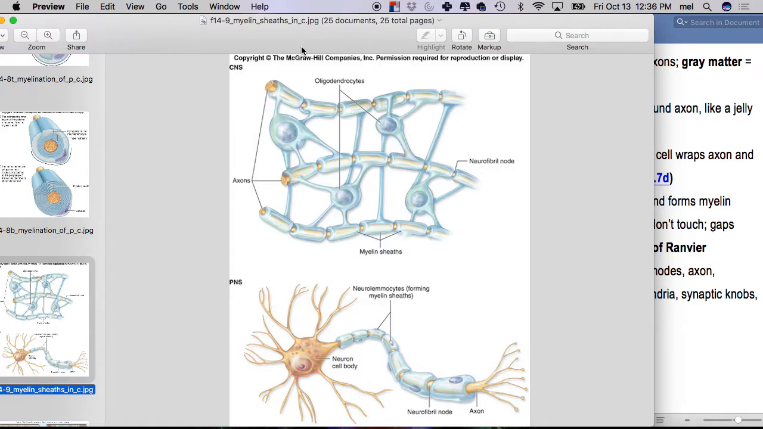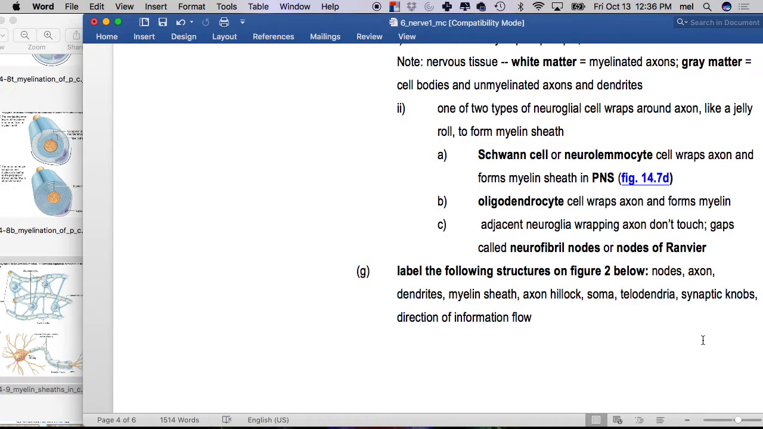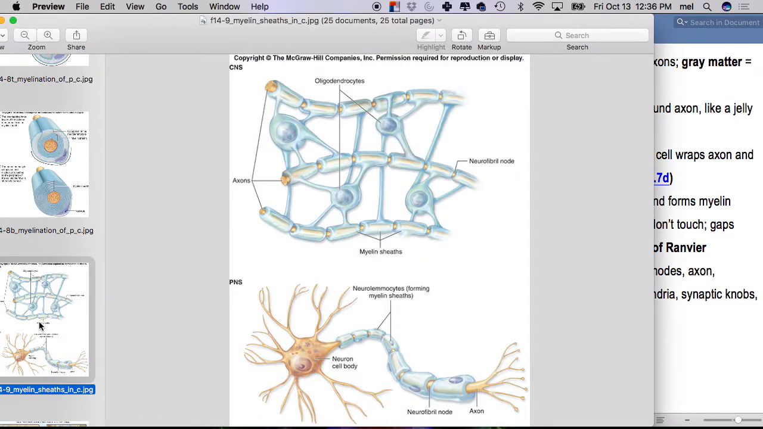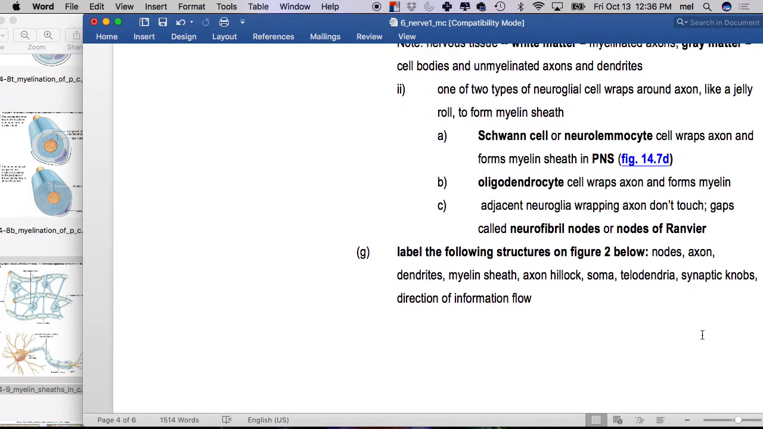PNS is neurolemmocytes. CNS is oligodendrocytes. Okay. Notice that either way you're going to end up with these little bare spots in between. Those are called nodes, or neurofibril nodes, or nodes of Ranvier. It doesn't matter. If you hear the word nodes, that's what they're talking about. Those are electrically active, and when you take physiology, you will learn that that's how you get things going really quickly: the nodes actually speed it up. Okay, so that is myelination and white matter.